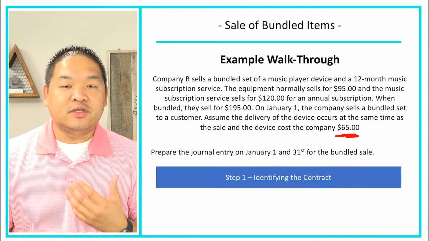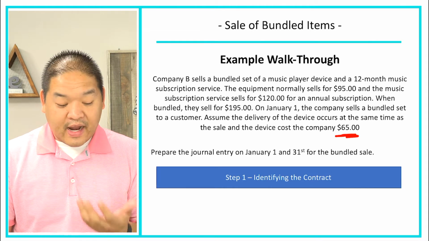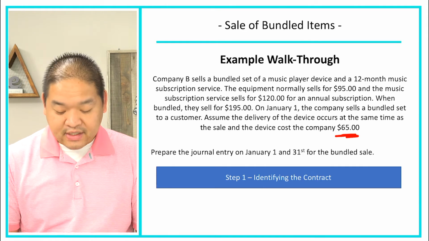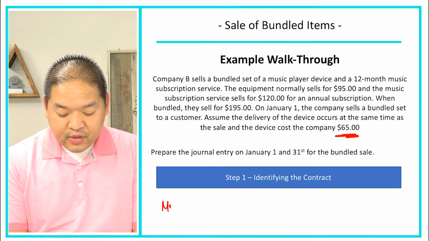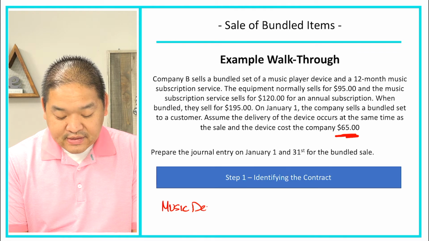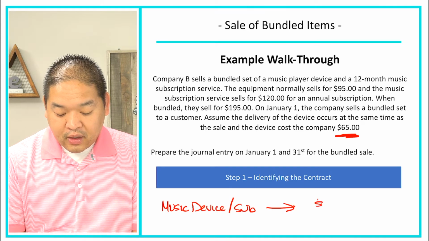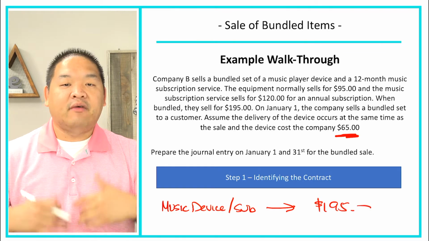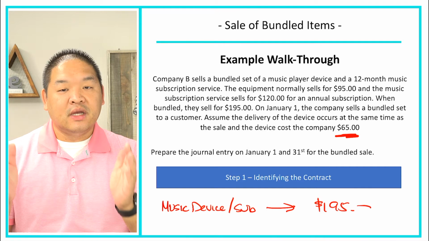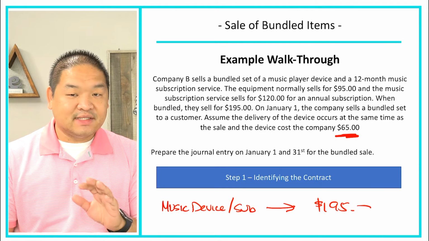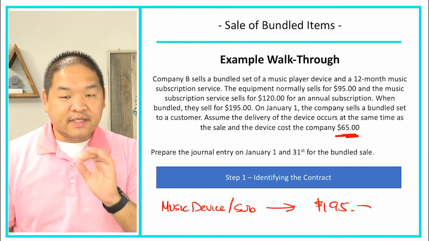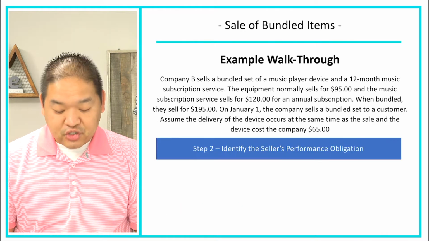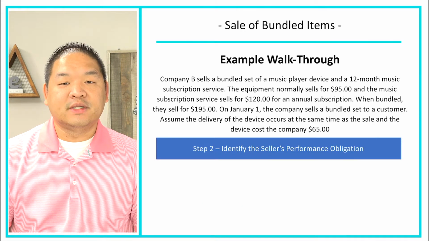The first thing that we have to do is identify the contract. So the contract is we are selling a music device and a subscription for $195. You give me $195, I give you a music player and 12 months of music services. That's step number 1: what is being exchanged? Step number 2 is to identify the seller's performance obligations.